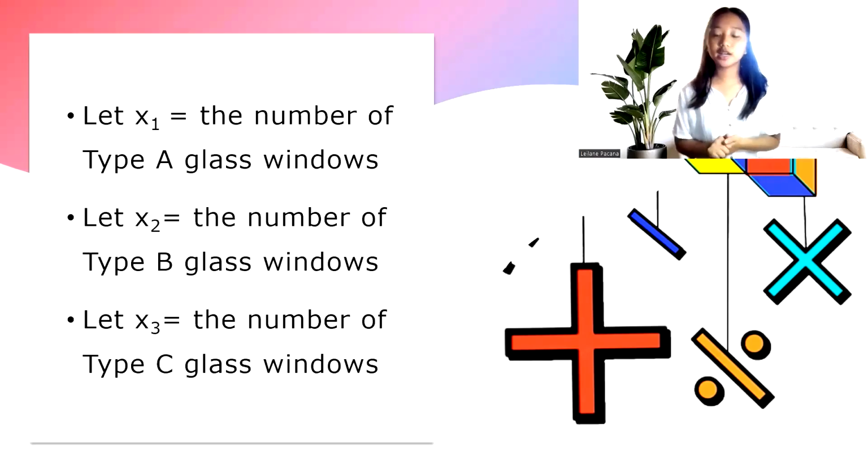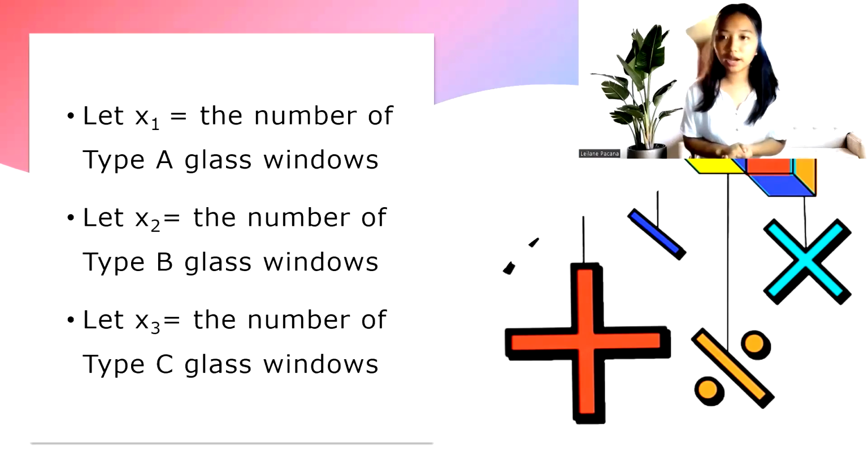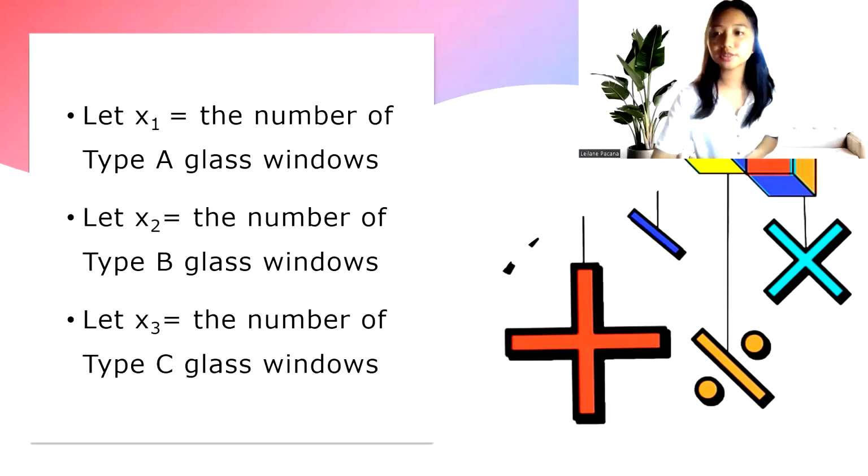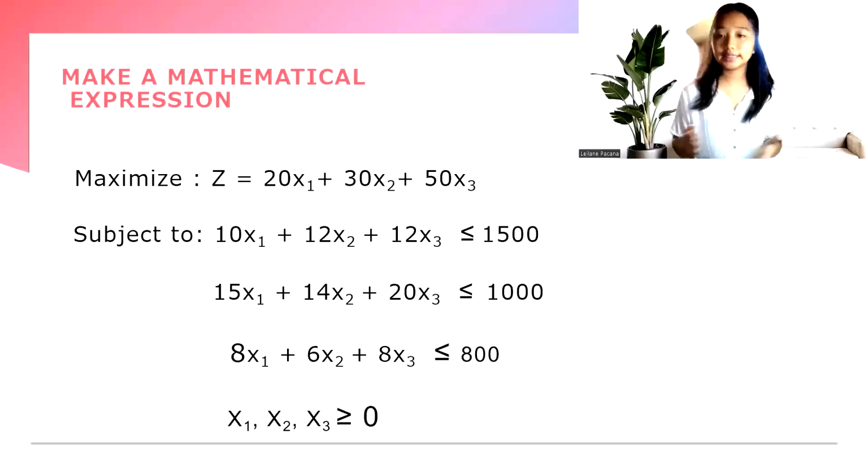But first, let us use variables for our inequality. Let x sub 1 be the number of type A glass windows, let x sub 2 be the number of type B glass windows, and let x sub 3 be the number of type C glass windows. So we will use that in our mathematical inequality.